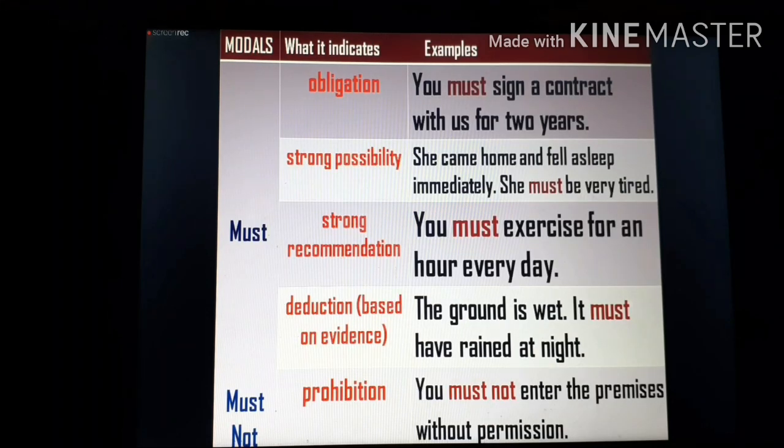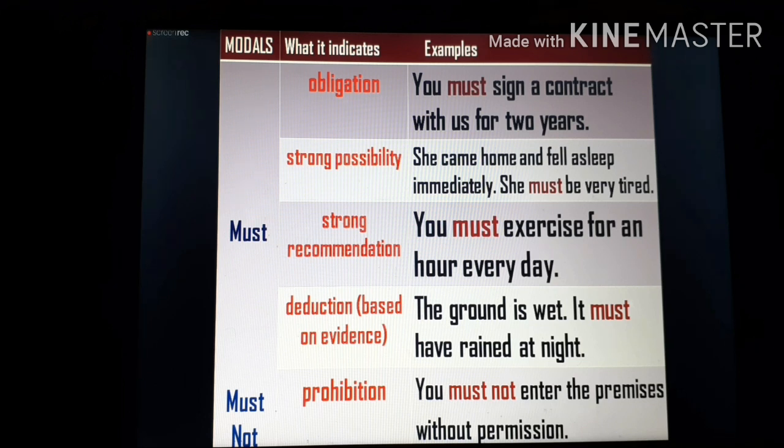Must is a modal auxiliary and is used to indicate obligation, strong possibility, strong recommendation, or deduction based on evidence or inference. Example sentence: you must sign a contract with us for 2 years. This sentence shows that you are obliged to sign the contract. She came home and fell asleep immediately. She must be very tired. So there is a strong possibility that as she was very tired, she came home and fell asleep very soon.